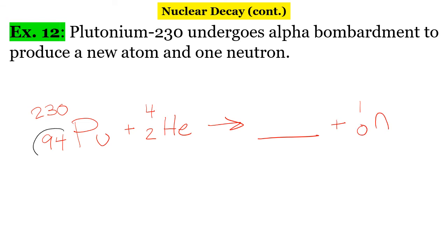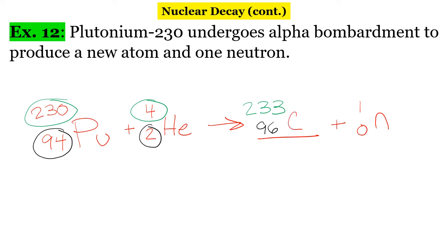Okay, so we've got 94 plus 2, that's 96. And then we have 230 plus 4, that's 234. On the other side, we have a 1. So 234 minus 1 is 233. Okay. And then if we look this up, this is going to be Cm. It's number 96 on the periodic table.